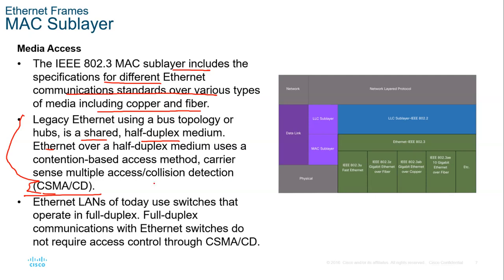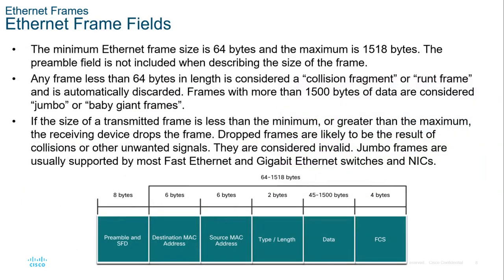With Ethernet LANs of today, they use a switch that operates in full duplex. Full duplex communication with Ethernet switches does not require access control through carrier sense multiple access collision detection, because a switch is an intelligent device. It can send and receive at the same time, or simultaneously.